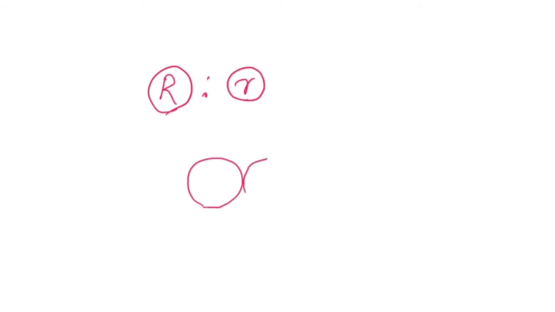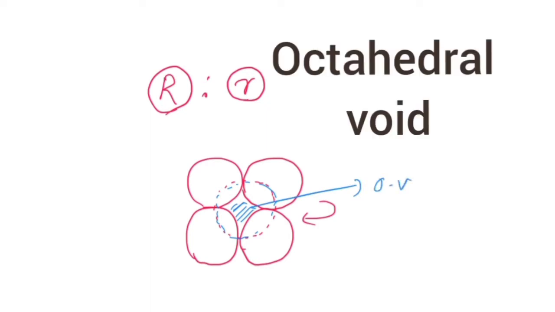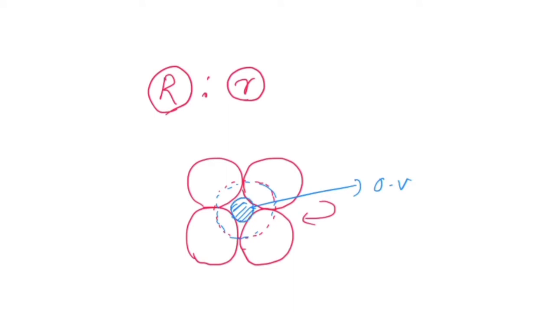Suppose there are 4 atoms, and above it an atom or lattice point can be kept, and below it another atom or lattice point can be kept. So this part in the middle is the octahedral void. This is the octahedral void.